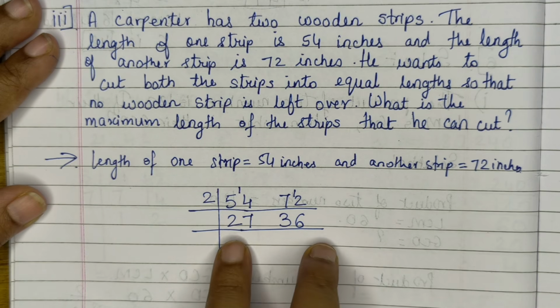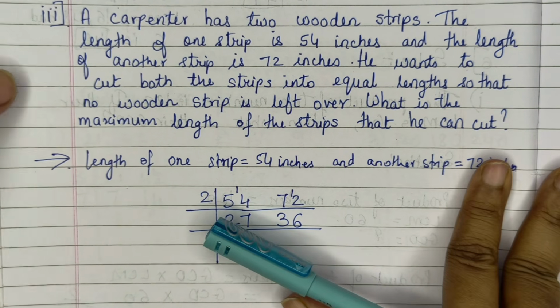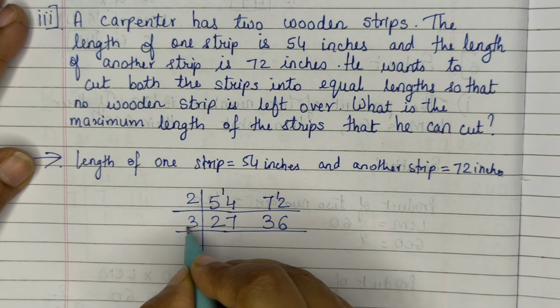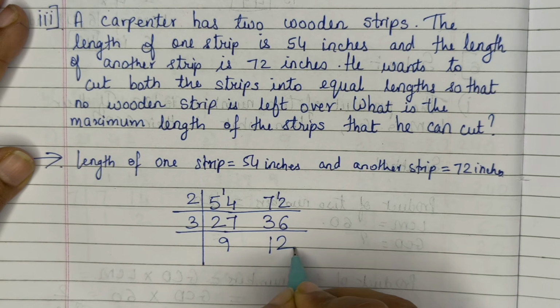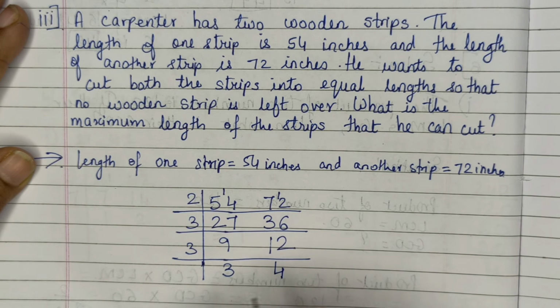Can we again take 2? No, because 27 is not going in 2. Understood? So we cannot take 2. But we can take 3. 3 9s are 27. 3 1s are 3. 3 2s are 6. Again we can take 3. 3 3s are 9 and 3 4s are 12.